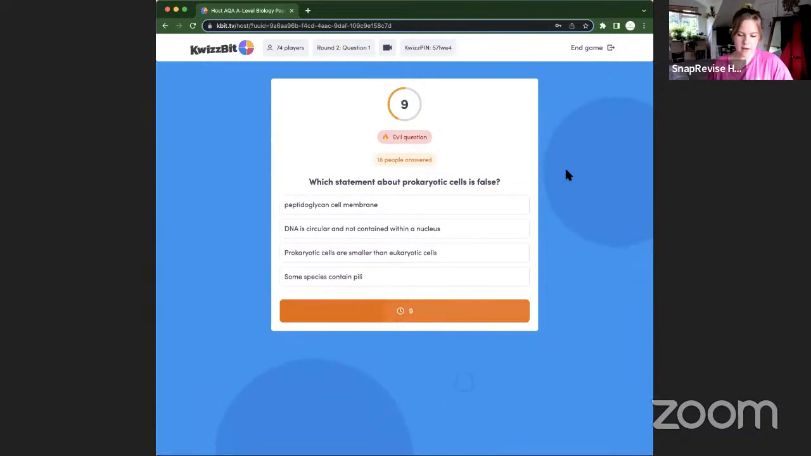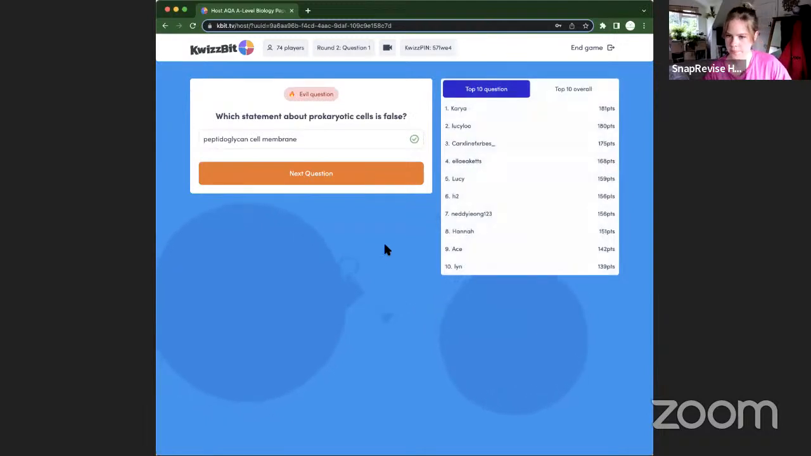I'm sure your teachers have told you this, but when you have multiple choice in the exam, make sure that you go through each one and weigh up all of the options before you put pen to paper. Even though the top one might be the correct one, you might miss one further down, like you might autofill and think that the first one you read is correct. So make sure that you look at all of them. So the false statement was the peptidoglycan cell membrane. It's the peptidoglycan cell wall, not cell membrane. Pili are like the little tails that come off them.